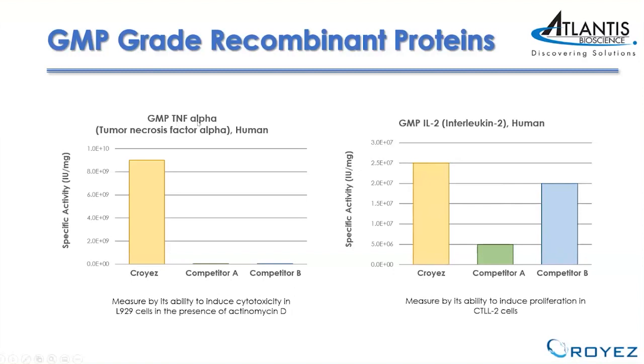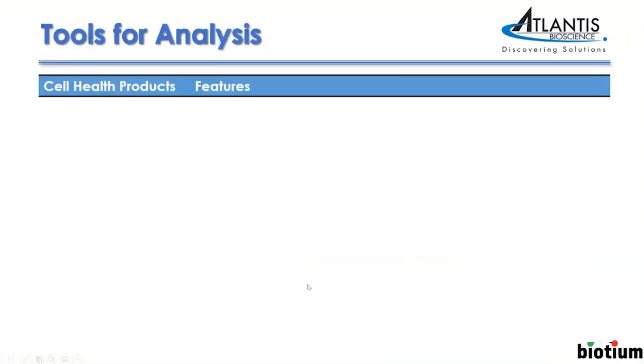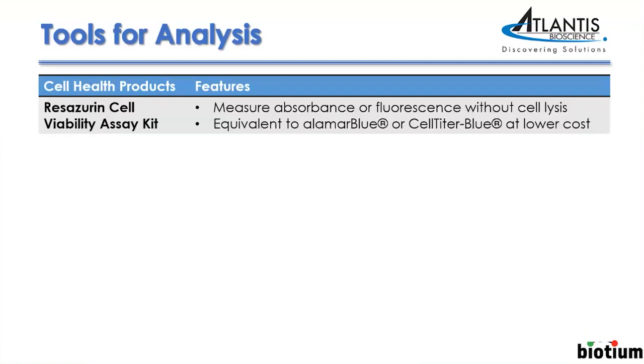These GMP grade recombinant proteins allow for full transparency and traceability, which is a necessary step for building a cell therapy product. When compared to the equivalent competitors' GMP products, CryoYes has a higher biological activity, as shown in this graph. Here we are comparing GMP TNF alpha and GMP IL-2. As you can see, the specific activity of CryoYes is a lot higher compared to the equivalent recombinant proteins from the competitors.